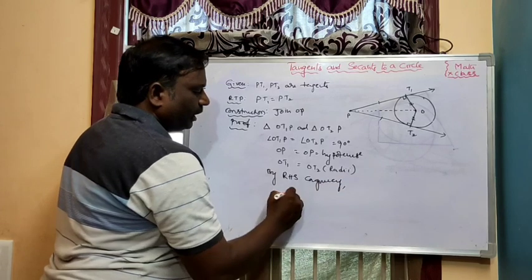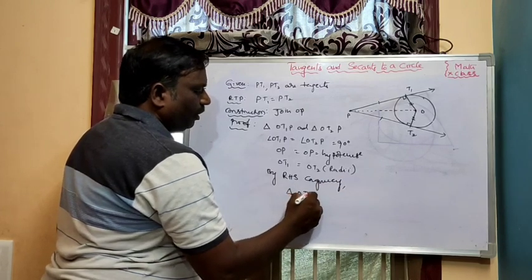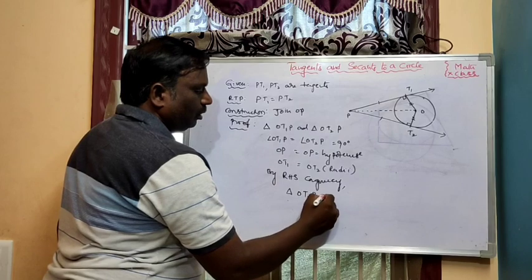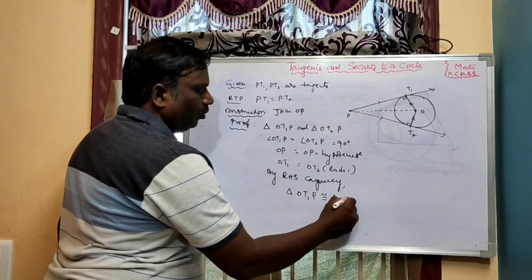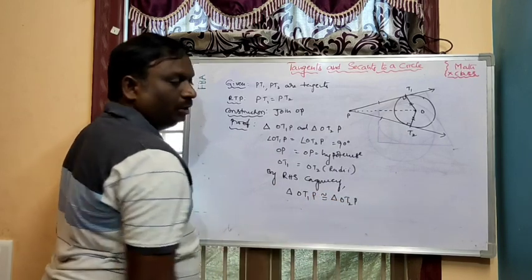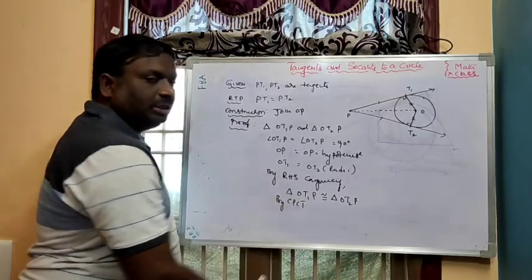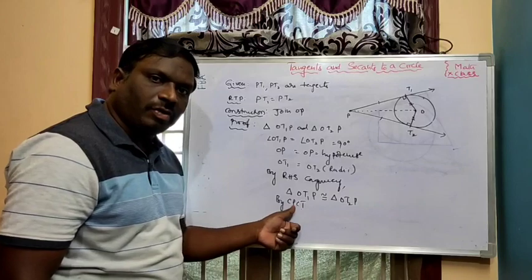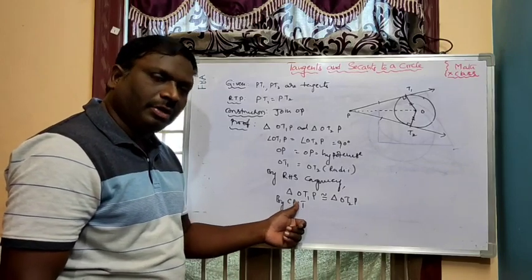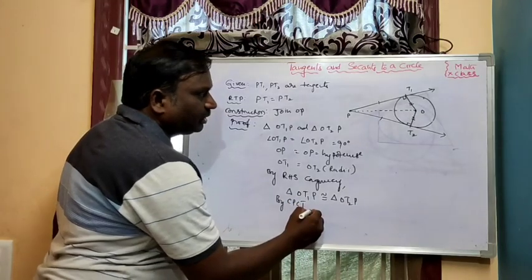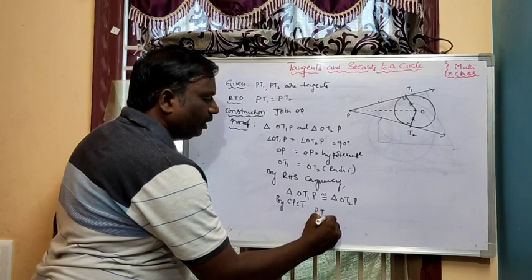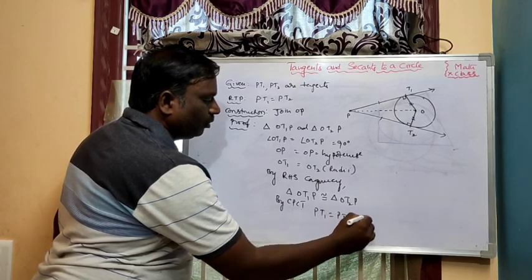we can say that triangle OT1P is congruent to triangle OT2P. By CPCT, meaning corresponding parts of congruent triangles, we can say that PT1 equals PT2.